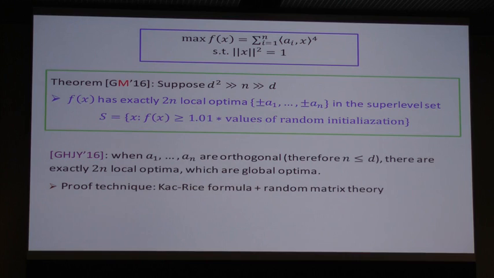Just to briefly mention, previously we could only handle the case when the a_i are orthogonal, meaning n needs to be less than d. And the proof technique uses the Kac-Rice formula from random field geometry plus random matrix theory. So if you're interested, please come to our poster. Thanks.